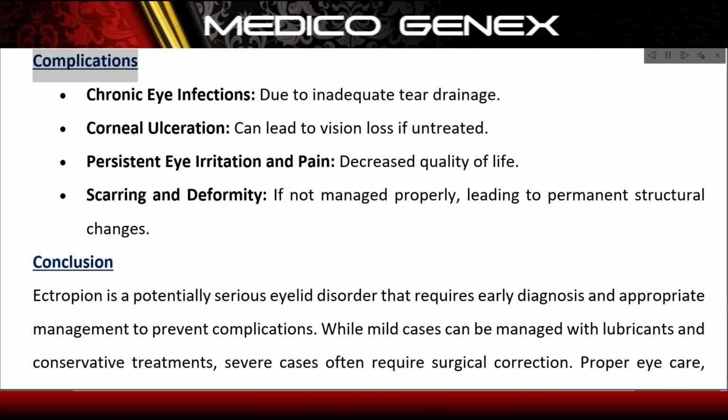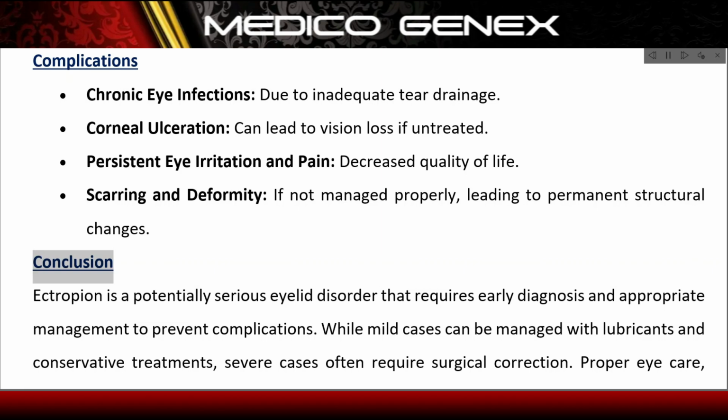Complications. Chronic eye infections, due to inadequate tear drainage. Corneal ulceration, can lead to vision loss if untreated. Persistent eye irritation and pain, decreased quality of life. Scarring and deformity, if not managed properly, leading to permanent structural changes.